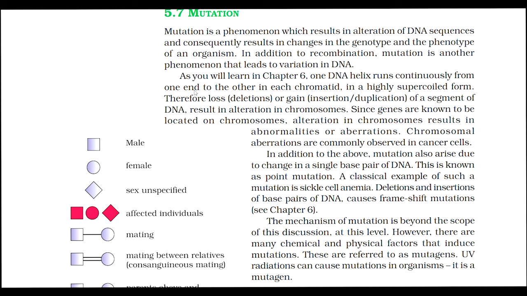Therefore, loss, which means deletion, or gain, which means insertion or duplication of a segment of DNA, results in alteration in chromosomes. Since genes are known to be located on chromosomes, alteration in chromosomes results in abnormalities or aberrations. Chromosomal aberrations are commonly observed in cancer cells. In addition to the above, mutation also arises due to change in a single base pair of DNA. This is known as point mutation. A classical example of such a mutation is sickle cell anemia.